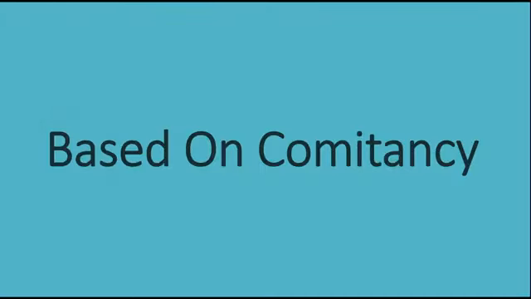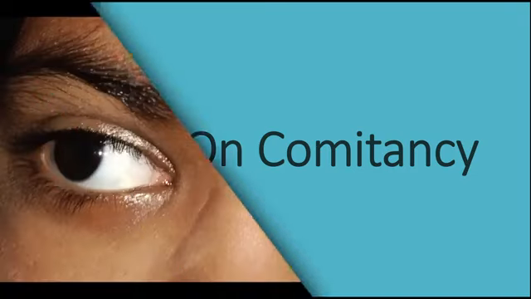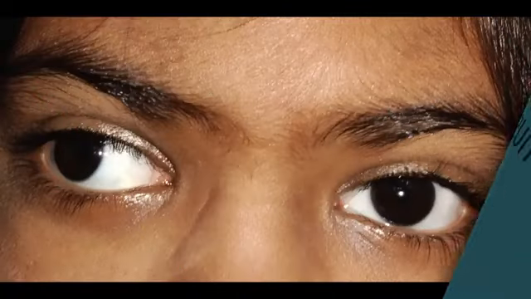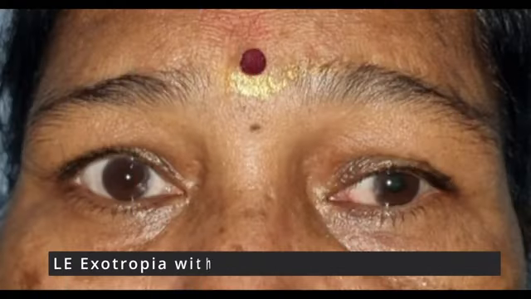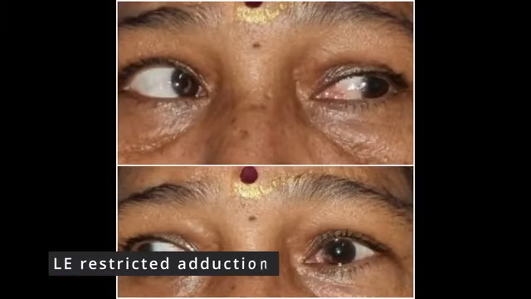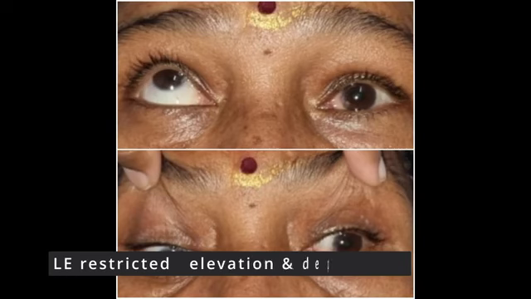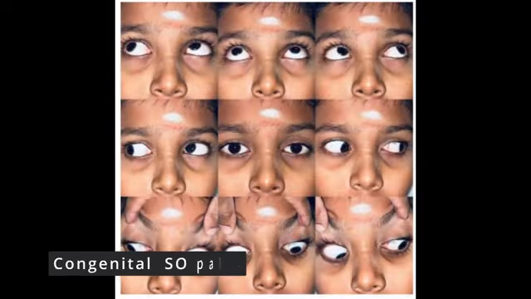Now based on comitancy. In comitant strabismus, the angle of deviation will be the same in all 9 gazes. In incomitant strabismus, the angle of deviation varies with direction of gaze and/or with the eye used to fixate. Examples of incomitant strabismus: left eye third nerve palsy, left eye restricted adduction -1, restricted -4 elevation and restricted -4 depression in left eye, congenital SO palsy.